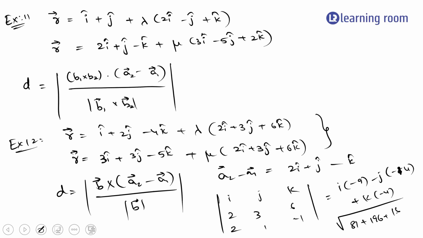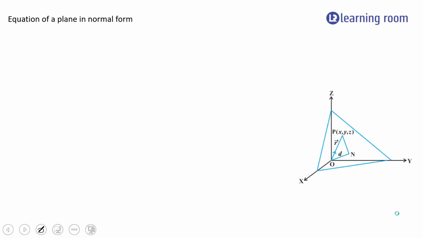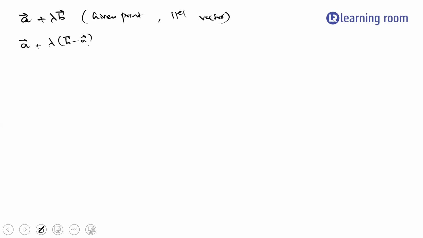So I hope the concept of this exercise is clear, right? Are the concepts clear? So let us quickly summarize the concepts that we discussed. One is the equation of a line: A vector plus lambda B vector, when a point is given and a parallel vector is given. Then A vector plus lambda times (B vector minus A vector), when two points are given.